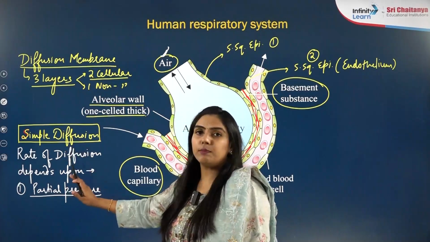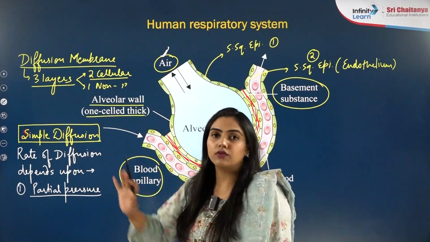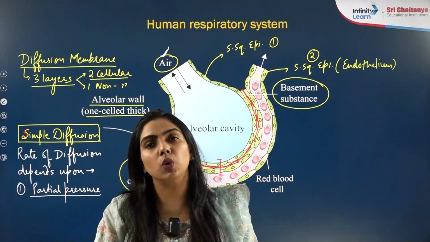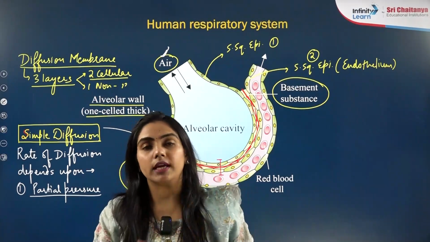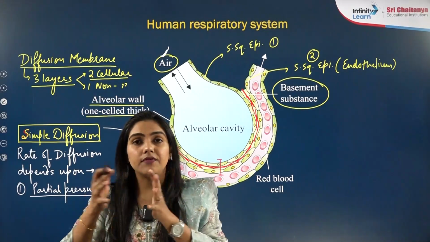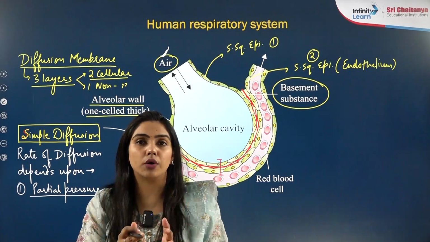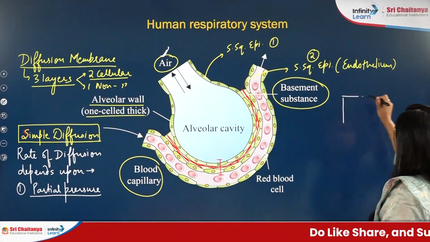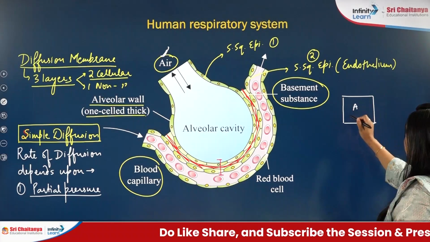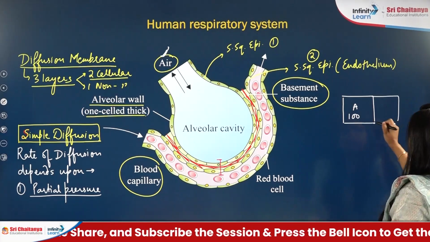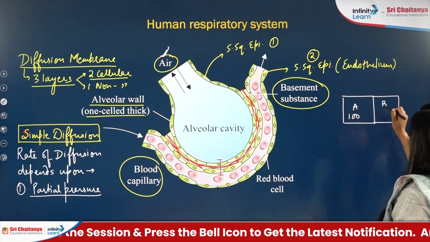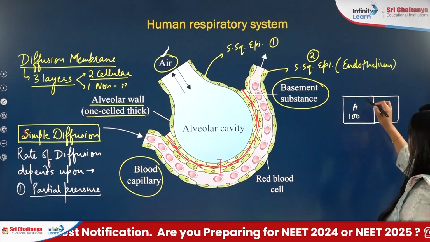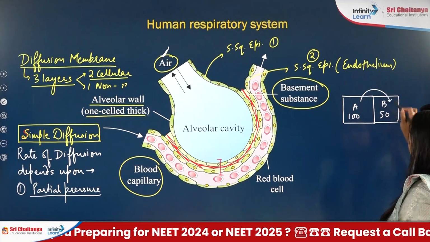And how will the rate of diffusion depend on the partial pressure? The gas will diffuse from high partial pressure to low partial pressure. One more thing: if the difference between the partial pressures is more, then the rate of diffusion will be more. Let me explain this. Let us suppose this is site A where the partial pressure of any gas, let us take oxygen, is 100, and at site B the partial pressure is 50. So the difference is 50. Obviously the oxygen is going to diffuse from A to B.